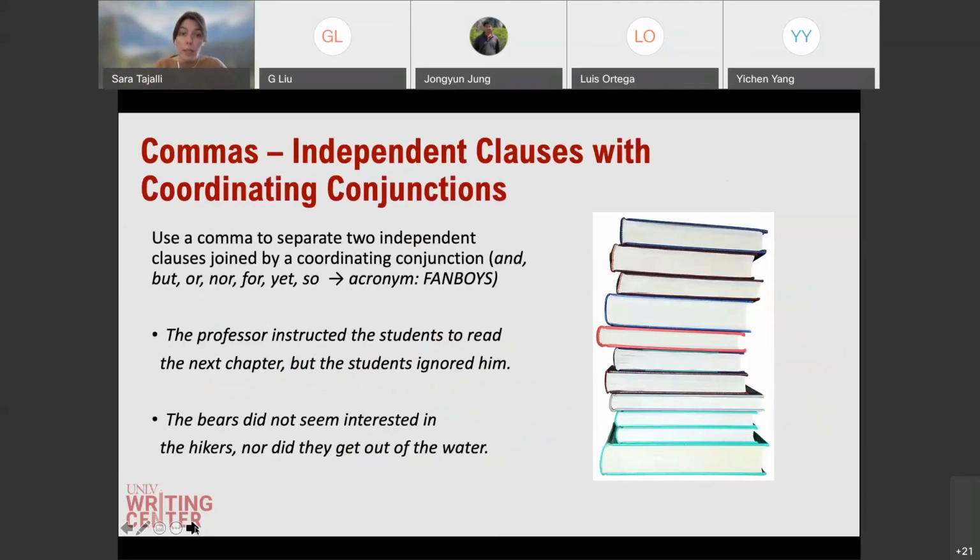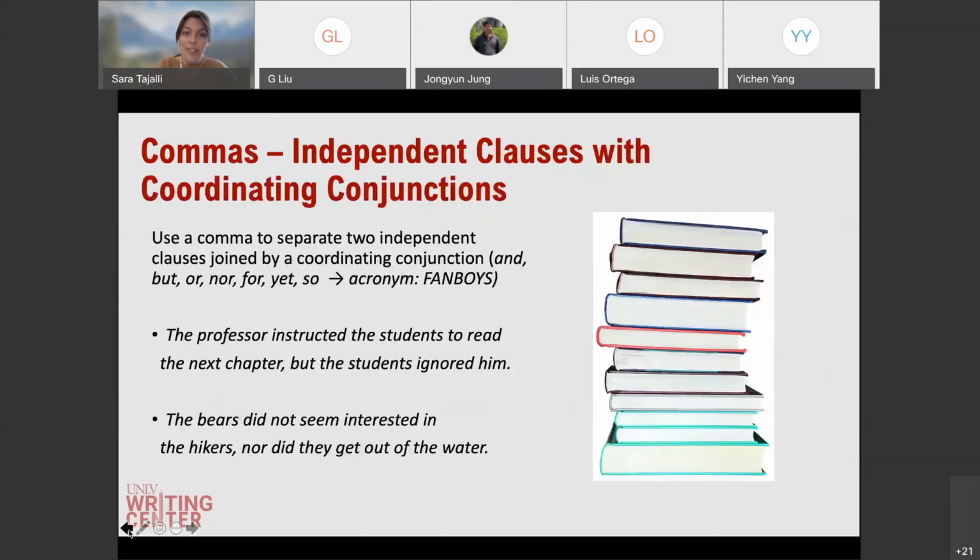Another thing you can do is add a coordinating conjunction. I'm not sure if you all have heard of the acronym FANBOYS, but it stands for for, and, nor, but, or, yet, and so. And FANBOYS are our coordinating conjunctions that we use to separate two independent clauses. So you can see here, the professor instructed the students to read the next chapter, but the students ignored him. So we're connecting two independent clauses with this conjunction. And you're going to want to use a comma with these coordinating conjunctions.